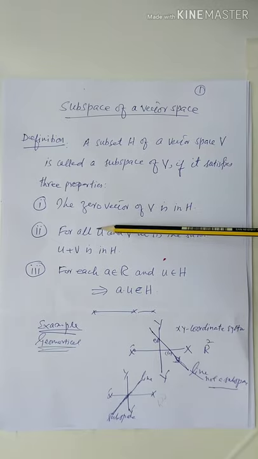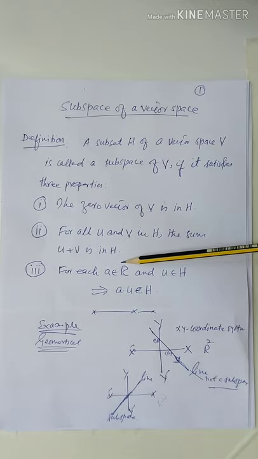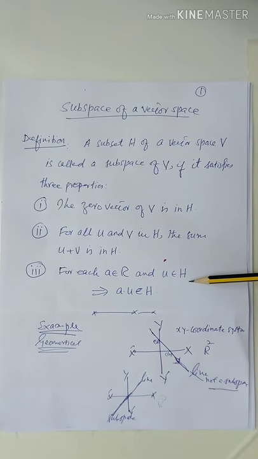The second property is that for all u and v in H, the sum u plus v is in H. And the third property is that for each a belonging to R, R is the real numbers, and u belonging to H, H is your subspace, then a multiplied by u belongs to H. So if any set satisfies all these three conditions, then we will call it a subspace.